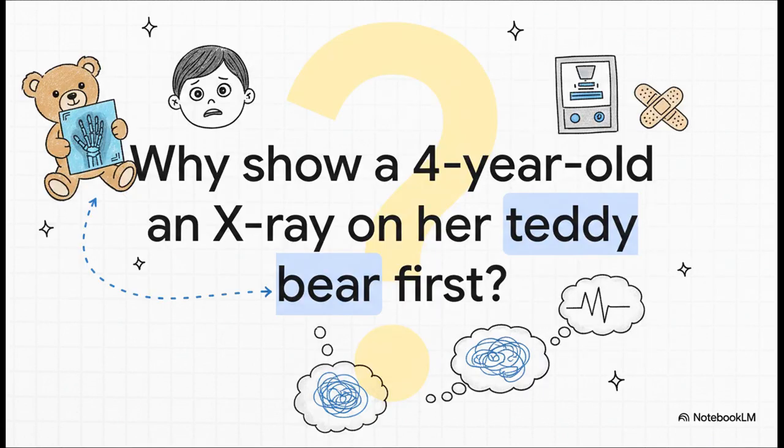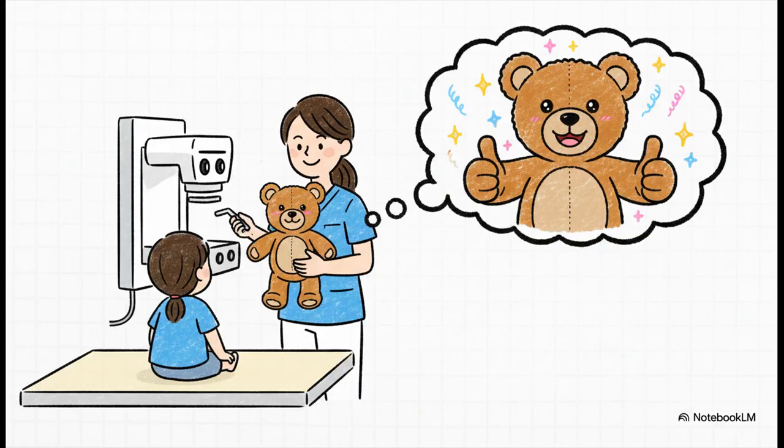So with that in mind, let's look at this situation. You have a terrified 4-year-old who's about to get an X-ray. Why is demonstrating on her teddy bear the number one priority intervention? What specific cognitive concept are you tapping into? The logic here points straight to B.